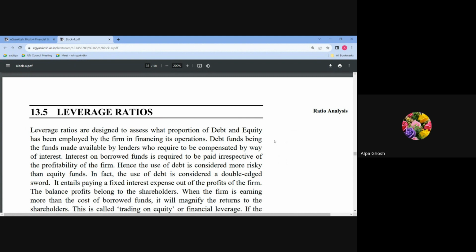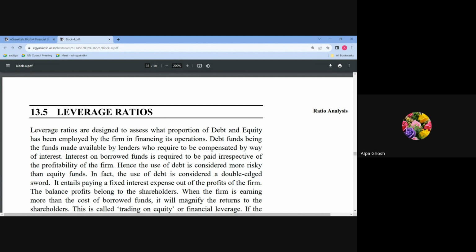Now equity means the owner's fund, the shareholders' fund. Equity means equity shares plus reserve and surplus. Whatever the owner has in the organization, it is all the reserves and the share that the organization has. What is debt? Debt is outside fund. Equity is owner's fund and debt is borrowed fund.